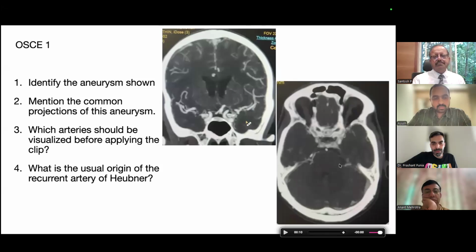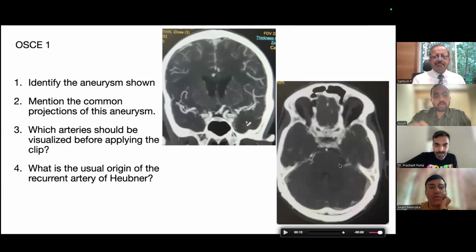Okay. Can I ask Nehal, or should we proceed to the next question, Harsh? I think we can go ahead to the next question. If Nehal wants to answer, please go ahead. Directed inferiorly is most common. Okay. And Ayush, which artery should be visualized before applying the clip? The one which you mentioned, recurrent artery of Heubner? Only that? The question is arteries, Ayush. There's a clue in the question.